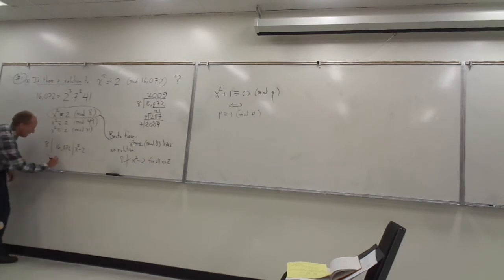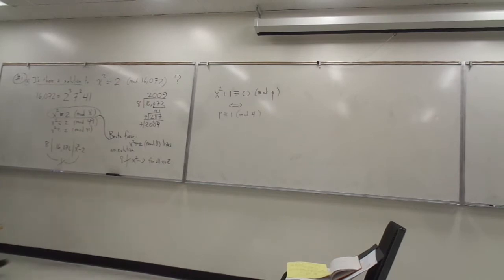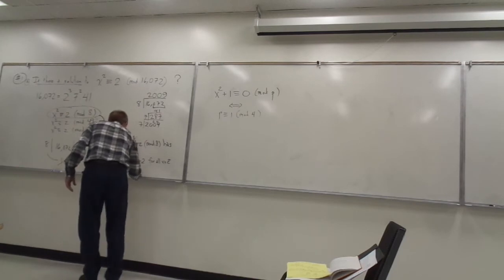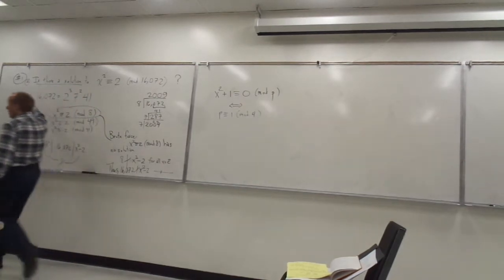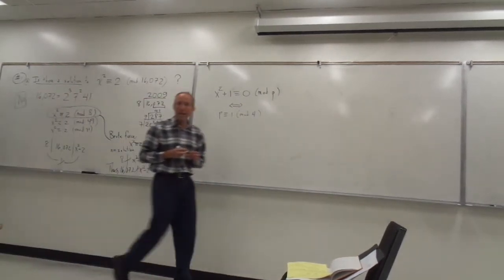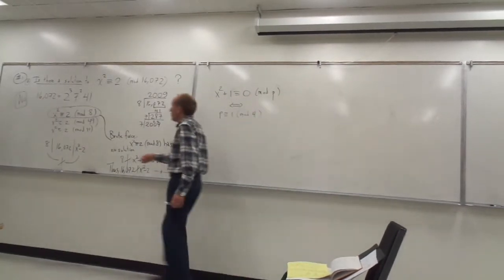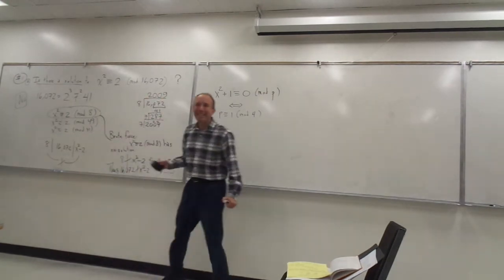The fact that 8 does not divide x squared minus 2 means that this larger number also cannot divide x squared minus 2. So I'm just going to say here, thus, 16,072 does not divide x squared minus 2. The answer to this question is no. There is no solution to that congruence. The number 2 does not have a square root in the world of mod 8. Okay? Is everybody with me?